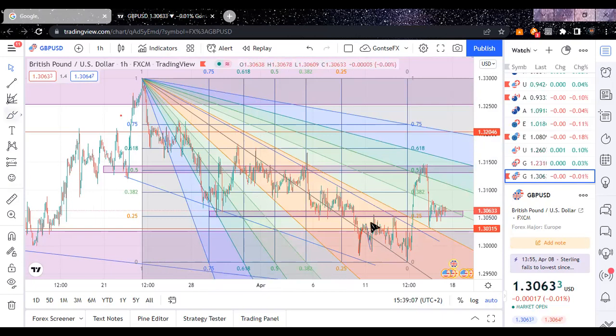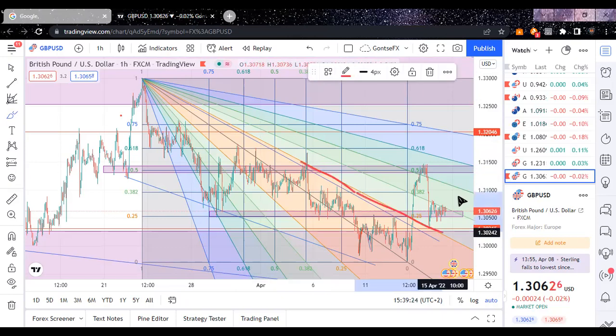So let me use a brush to show you guys these levels and all that. I want to show you guys with this orange line. Check out the orange line here, right? You guys can see this orange line. There's a break of this orange line, which is our 0.25. It broke out, it came back and retested it, and it pushed to the upside. That's how you use your Fibonacci fan and all that.